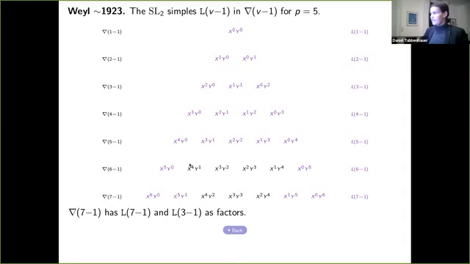Sorry, the submodule, yeah, that's correct. This is the quotient. So, the wrong way around. The quotient is this one, and the submodule is this one in the middle. And similarly for the others.